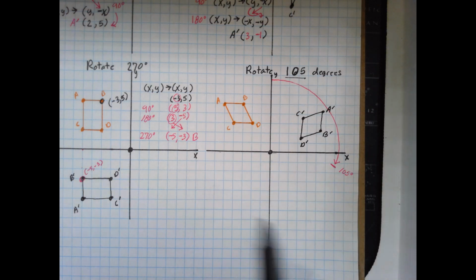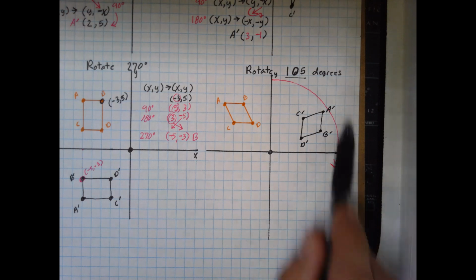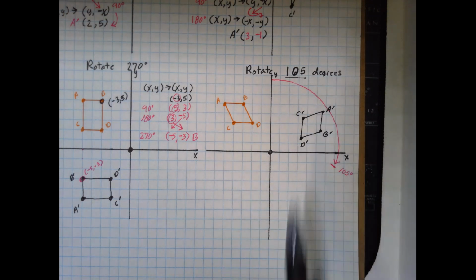Now I didn't see anything like this in any of y'all's work yet, but most of you, I believe, are going to be headed to this. So I just want to give you an example of what to do when you have one that's not one of those clean cut 90, 180, 270 degree rotations. And that's how you do rotations.